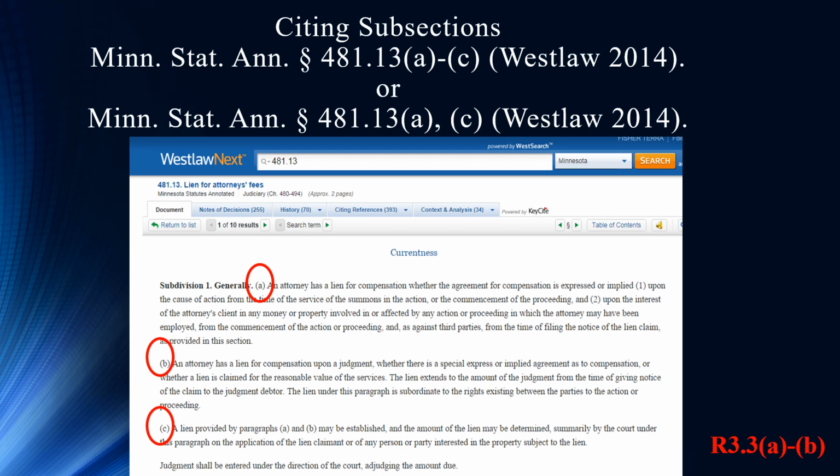If you would like to cite to multiple subsections that are not contiguous, such as A and C, but not B, you would include after the subsection A, comma, C. Again, note there is no space in between the 13 and the A. Please note, while we didn't show this in the federal statutes, the same rule 3.3 sub A applies.